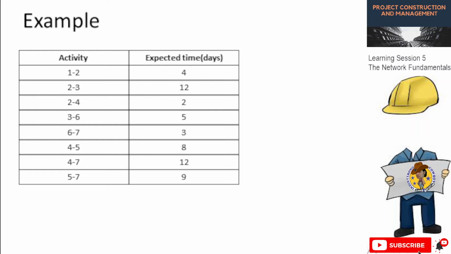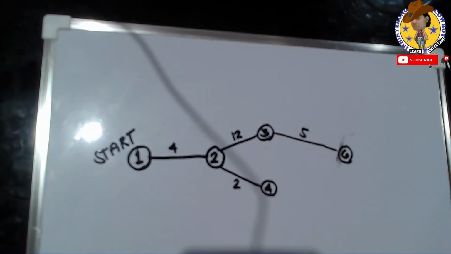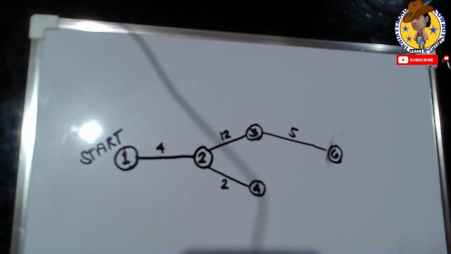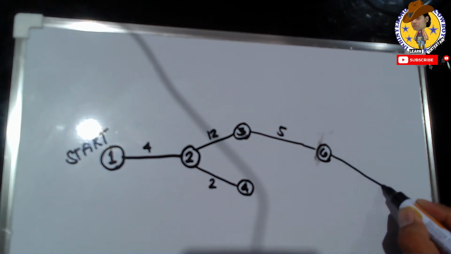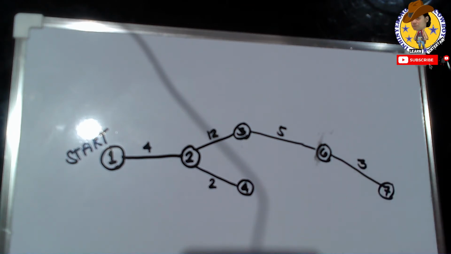3 to 6 to 7. Okay, so 7 is the end. 7 is the end of the project. So node 7 is the end. So let's go to 6 to 7, which is 3 days. 6 to 7 is 3 days. Okay, so 3 days.